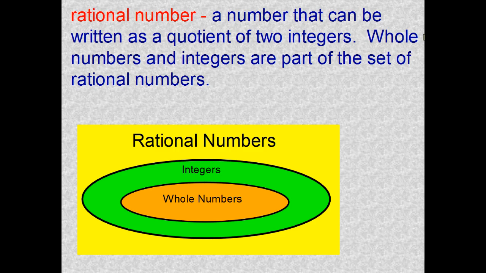One of the main words of this standard is a rational number, and I'll actually define that one for you. It's a number that can be written as a quotient of 2 integers. Whole numbers and integers are part of the set of rational numbers. And what I've done here is I've given you a little picture. I took this right from the book, and it explains what rational numbers are. Basically a rational number contains integers and whole numbers, which we've learned in the past, but we will be reviewing this a little bit in the upcoming lesson here.